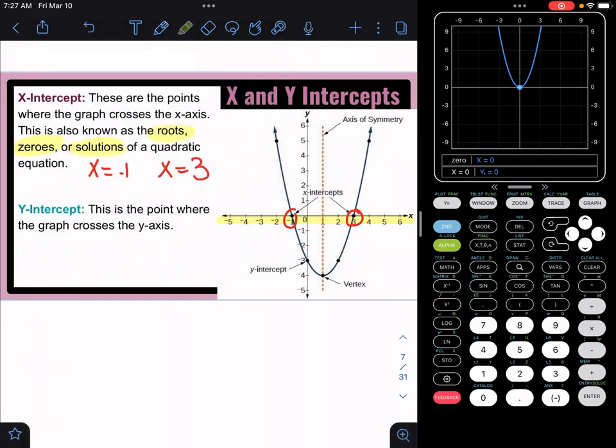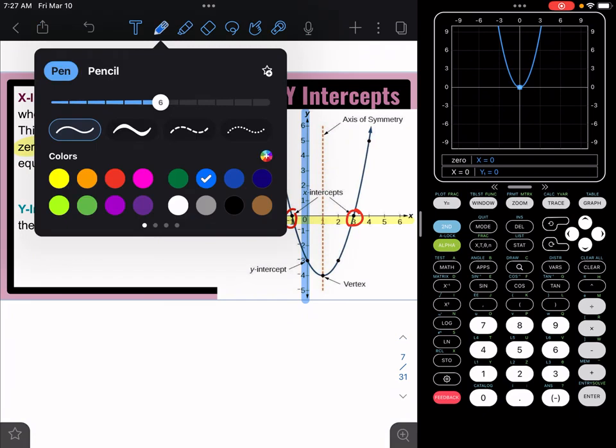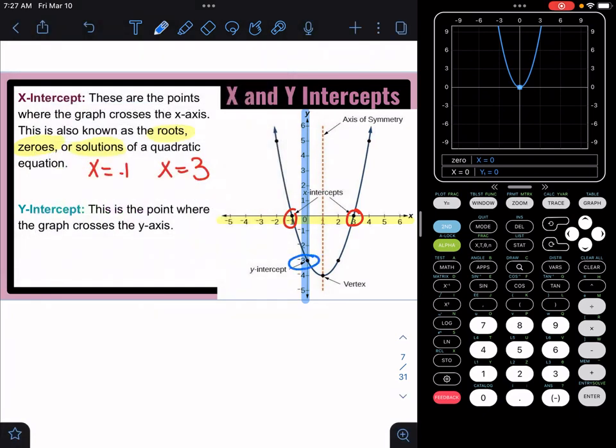And now for our y-intercept, the y-intercept only has one name. The only name for the y-intercept is y-intercept. That is where the graph crosses the y-axis, which here would be y is equal to -3.